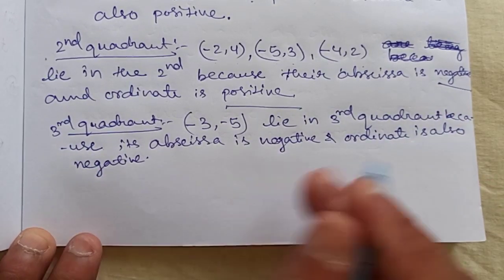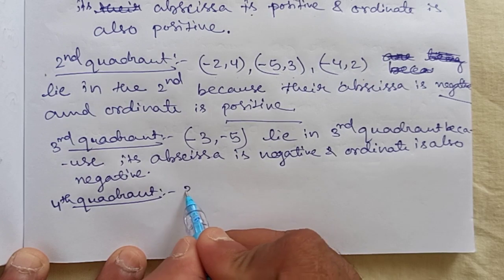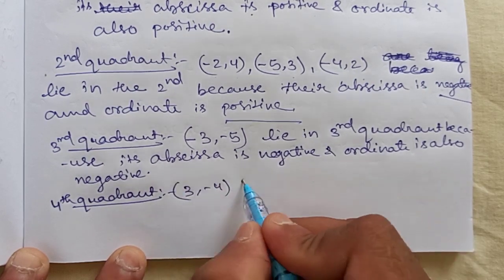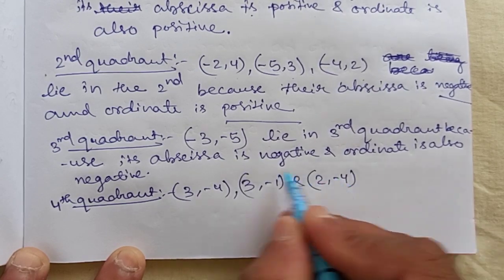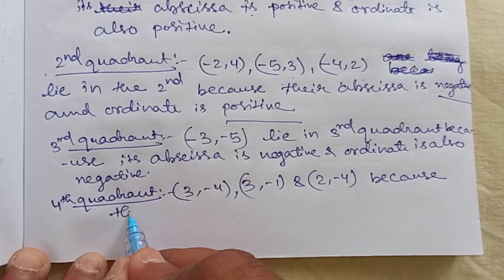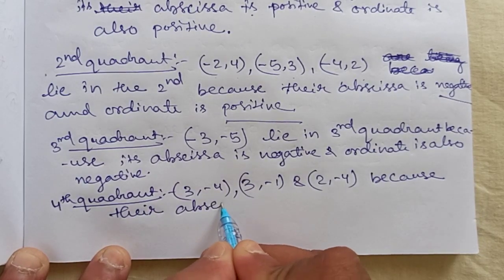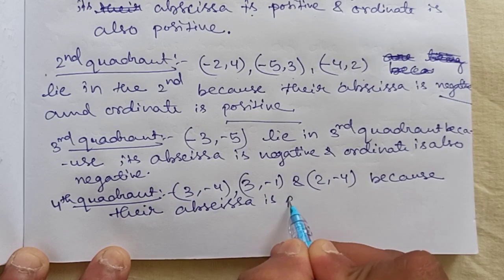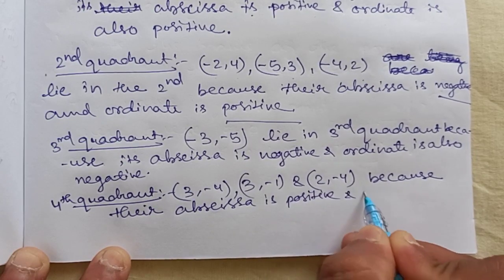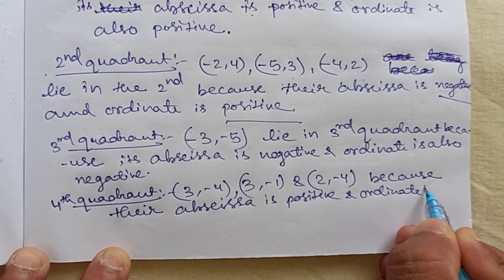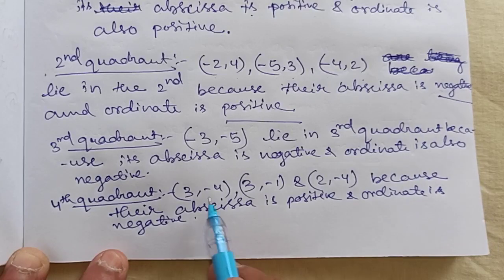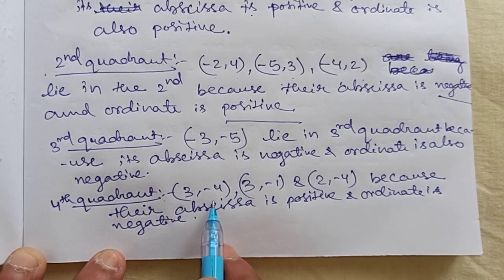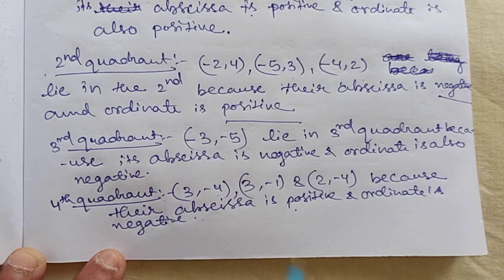Next, the fourth quadrant. In the fourth quadrant, (3, -4), (3, -1) and (2, -4) all lie in the fourth quadrant because their abscissa is positive and their ordinate is negative. Okay, all these points, all these coordinates, have positive abscissa and negative ordinates. That's why they lie in the fourth quadrant.